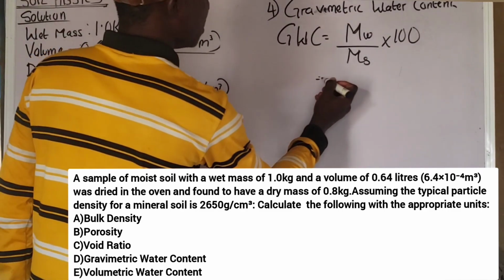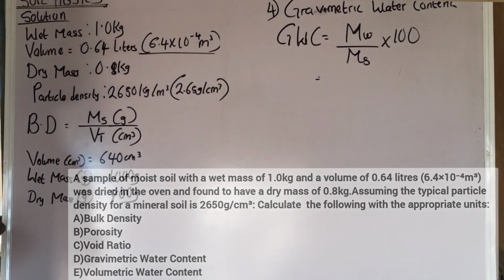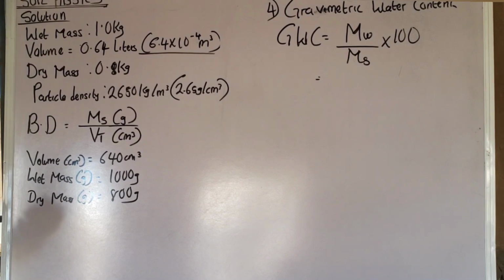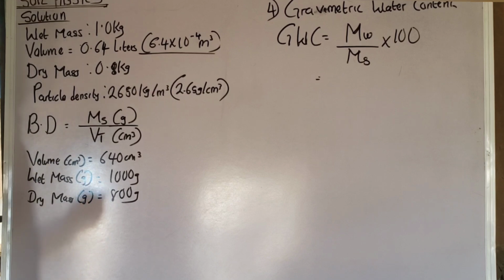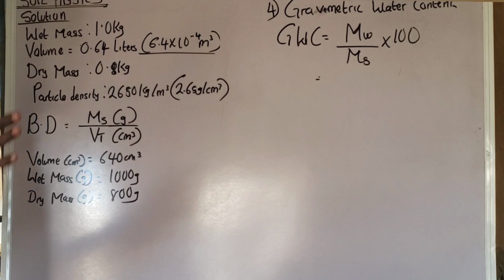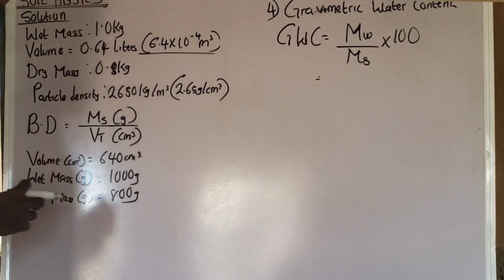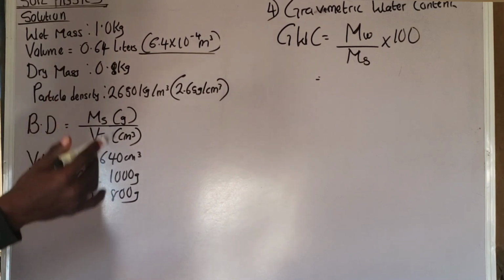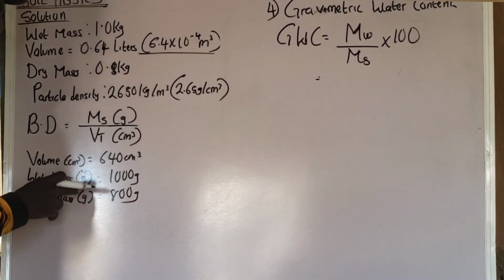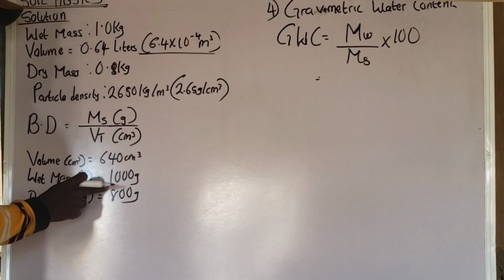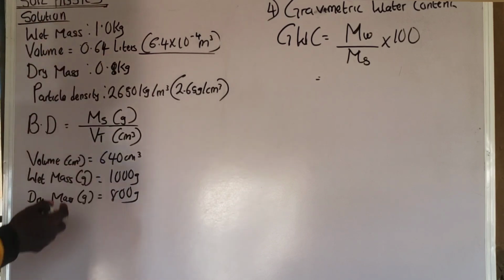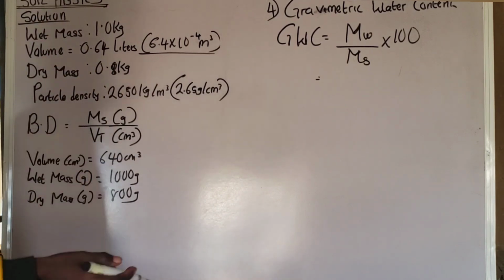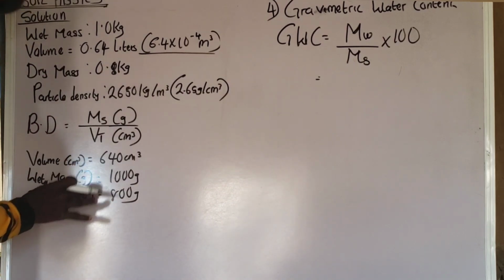Okay, so how do we determine the mass of the water? The mass of the water is the difference between the wet mass and the dry mass. You understand? Don't forget that the wet mass is composed of two things, the soil and the water. Why we call it wet mass is because it contains soil and water. Now, when the soil is dried, the water content is removed. So, in an attempt to calculate the mass of water, that is the water content that is removed, we have to take the difference between the wet mass and the dry mass.